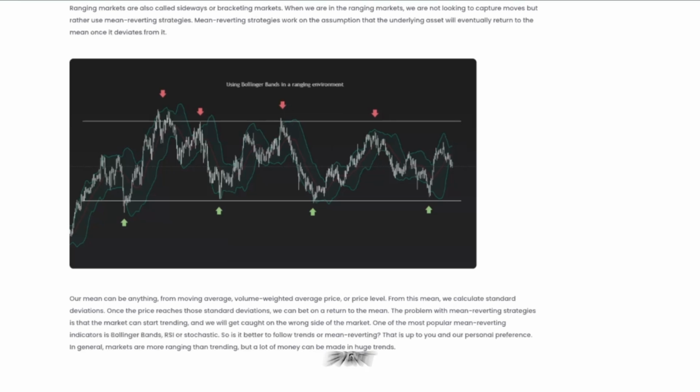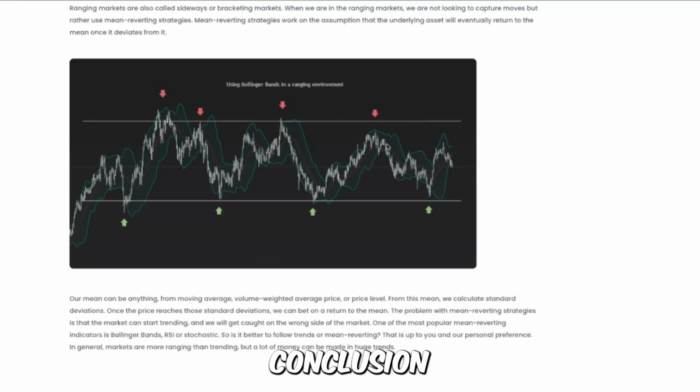However, the risk with mean reverting strategies is that the market might start trending, leaving us on the wrong side of the trade. So for example, here we can see Bollinger Bands in a ranging environment forming right here, and that's showing the sideways trend within these two channels for the support and the resistance area.